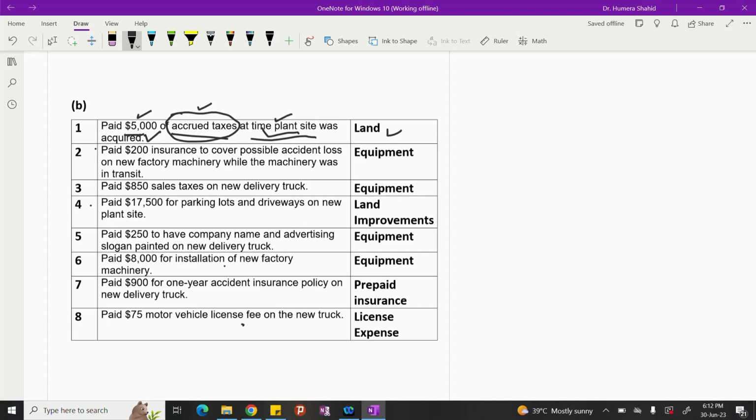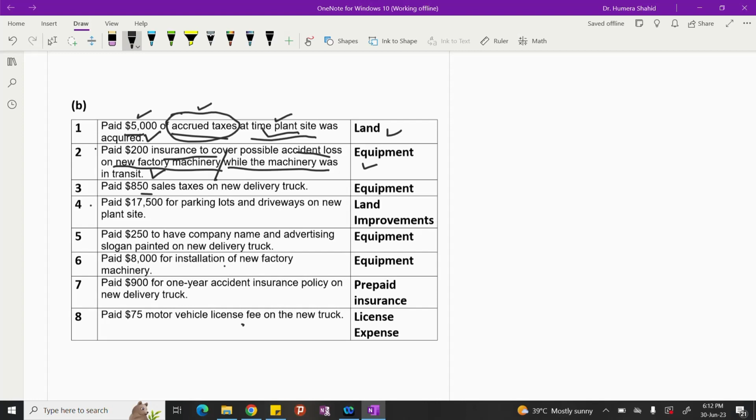Second point, paid $200 insurance to cover possible accident losses on new factory machinery. Okay, till here they are saying we are paying insurance. Let's figure out, is it annual insurance or is it insurance in transit? Because only insurance in transit is added to the cost of equipment. So see here, while the machinery was in transit, meaning you purchased it and the machinery is coming to your location through transportation, at that time you did the insurance. That's why we will debit it to the equipment account.